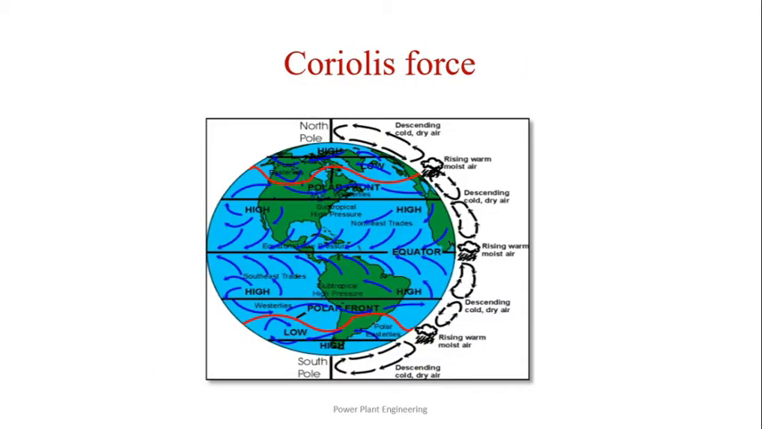Let's see the Coriolis force. Wind doesn't follow a straight path from the high pressure system to the low pressure system. When you stand with your back to the wind direction, wind is deflected to the right in the northern hemisphere and to the left in the southern hemisphere. This phenomenon is caused by the rotation of the earth and is called the Coriolis force. Due to the earth's rotation, objects deflect to the right in the northern hemisphere. Objects deflect to the left in the southern hemisphere.